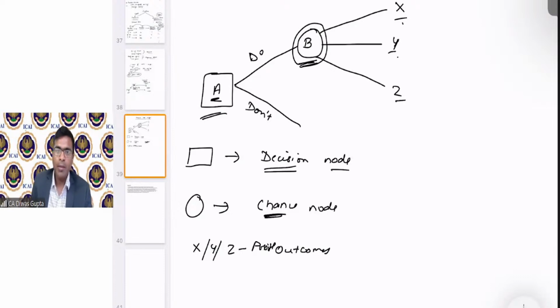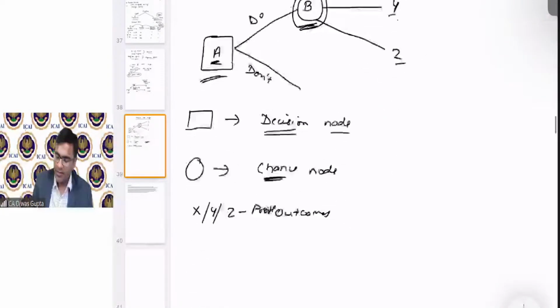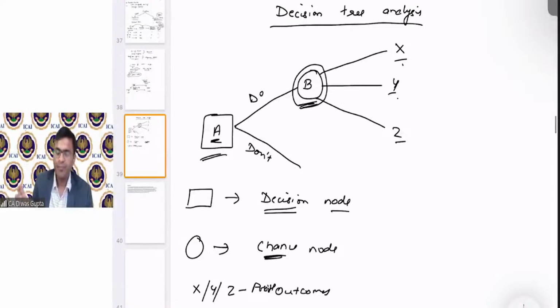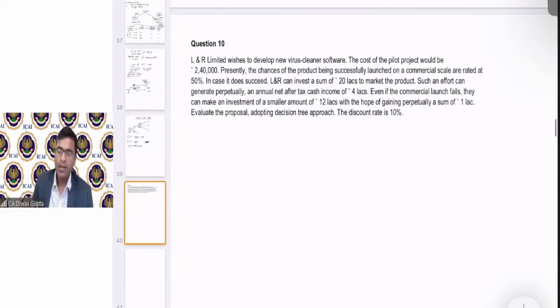Yeah. So coming back, decision tree. I hope some of the basics are clear. Now we will attempt this question and try to understand it deeply. L&R Limited wishes to develop new virus cleaner software. Okay, see, what is this?